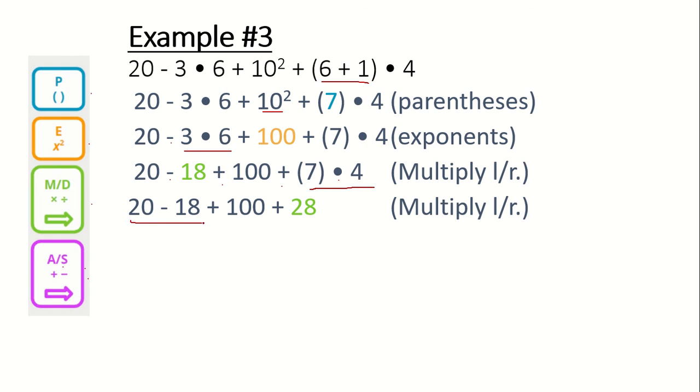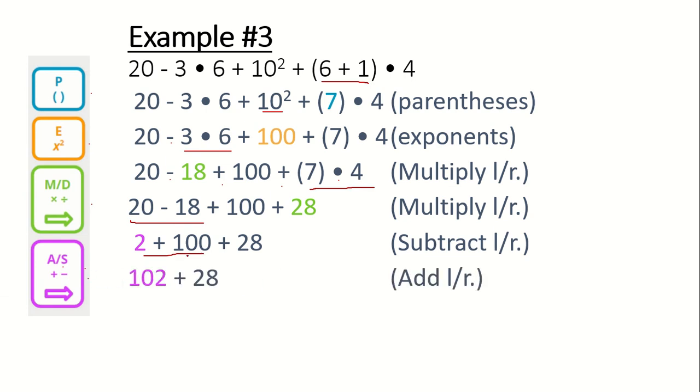Start on the left. 20 minus 18 is 2. 2 plus 100 is 102. And finally, 102 plus 28 is 130.